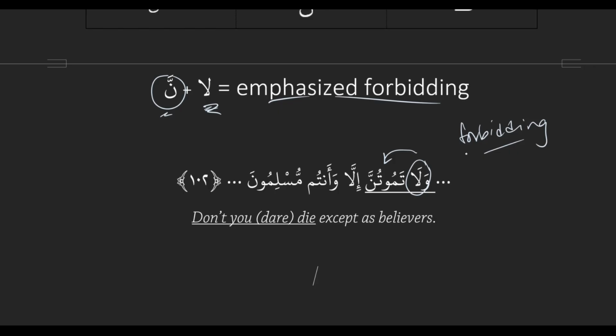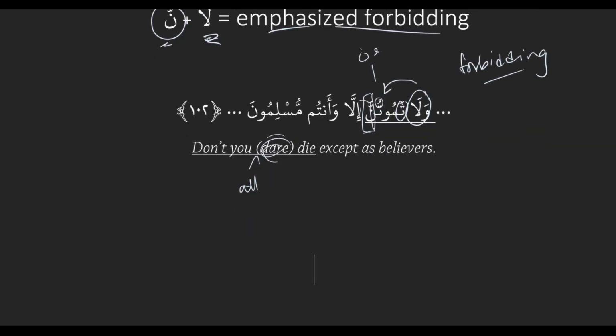So la tamutunna, and what's the pronoun embedded in tamutunna? We have a ta plus u. If we hide the nun of emphasis, the letter before it has a u, so u means it used to be una. Exactly. U tells us it used to be una, so ta plus una means you all. So this is don't you all dare die except as believers. The way we're translating that nun of emphasis is don't you dare. Normally forbidding translates as don't do this. When we emphasize a forbidding, we end up with don't you dare. Ready for some practice?